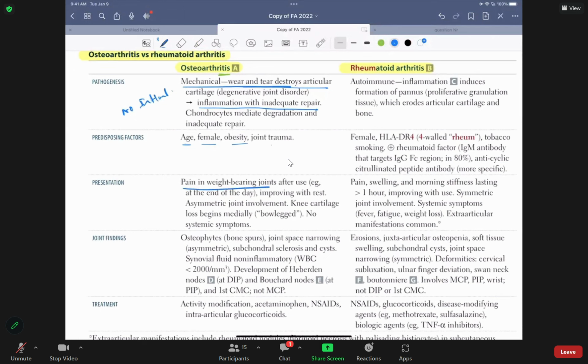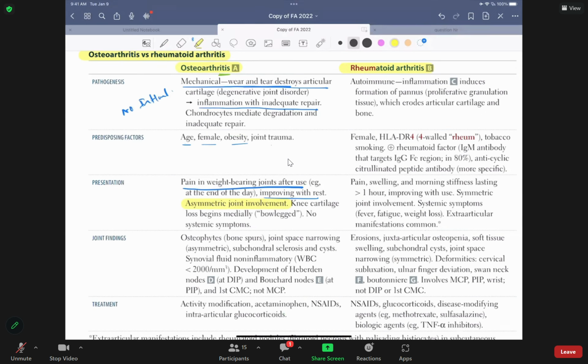Pain in weight-bearing joint after use. So people with osteoarthritis will complain at the end of the day, not at the beginning of the day, because in the beginning they feel good. By the end of the day, they have used it so much and they complain of pain, okay? Improving with rest. Sounds like stable angina, isn't it? Asymmetrical, highlight that word. Osteoarthritis is always asymmetrical. You might ask, my grandma had both knees involved, which means she did not develop it at the same time. She developed one first and then the other one, okay?